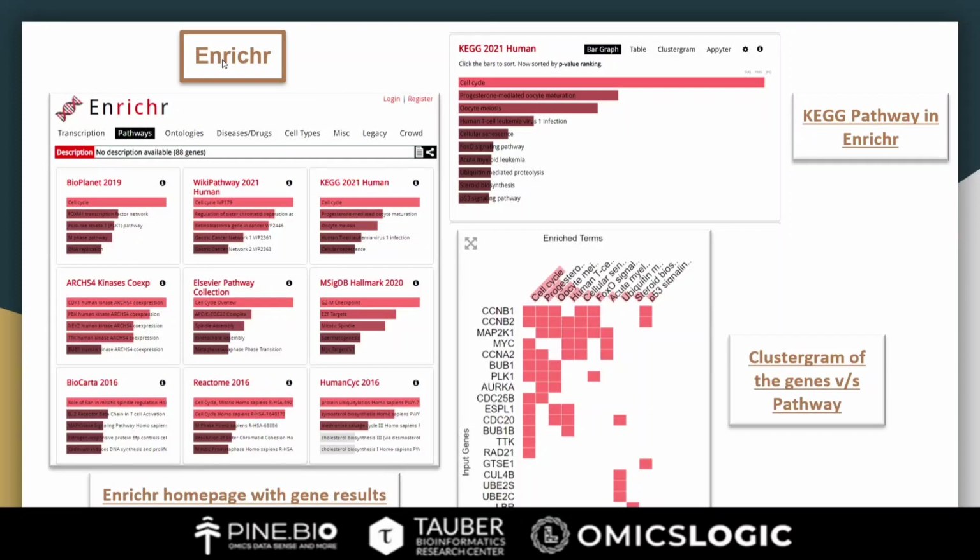For this presentation, I have included the example of Enrichr. Once the data is submitted on Enrichr, this is the page that opens up in front of us with our gene results. Here also we have different pathways available for us to explore. I have opened KEGG 2021 human bar graph. This shows the expression level was high in cell cycle followed by other pathways. We can also use the clustergram view to view the genes versus the pathway graph. It shows the genes here and their expression level on various pathways.